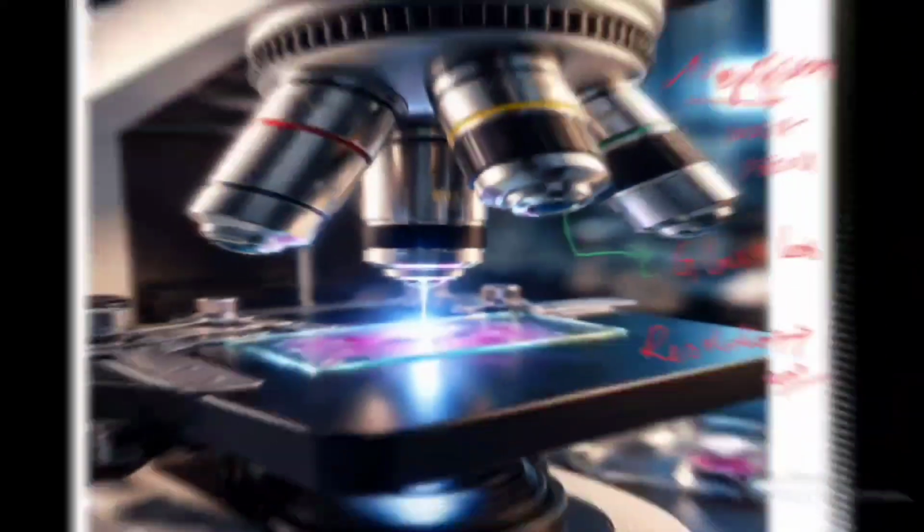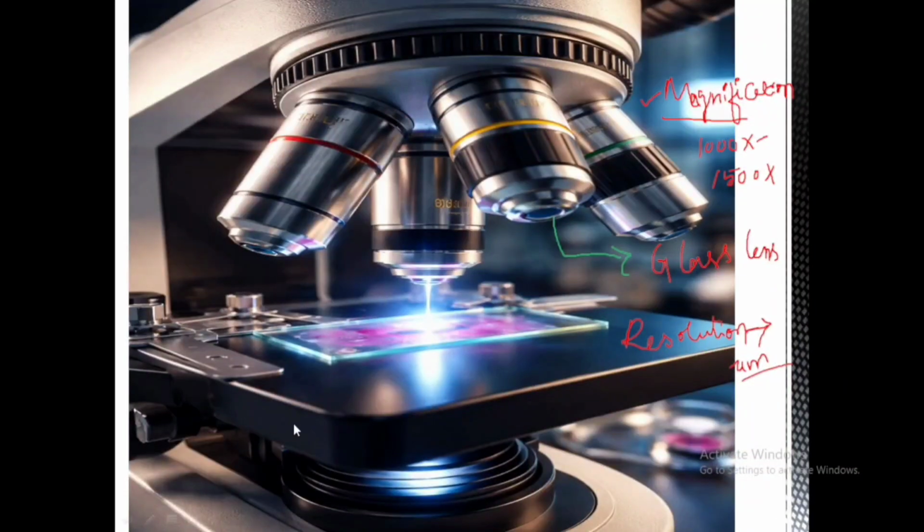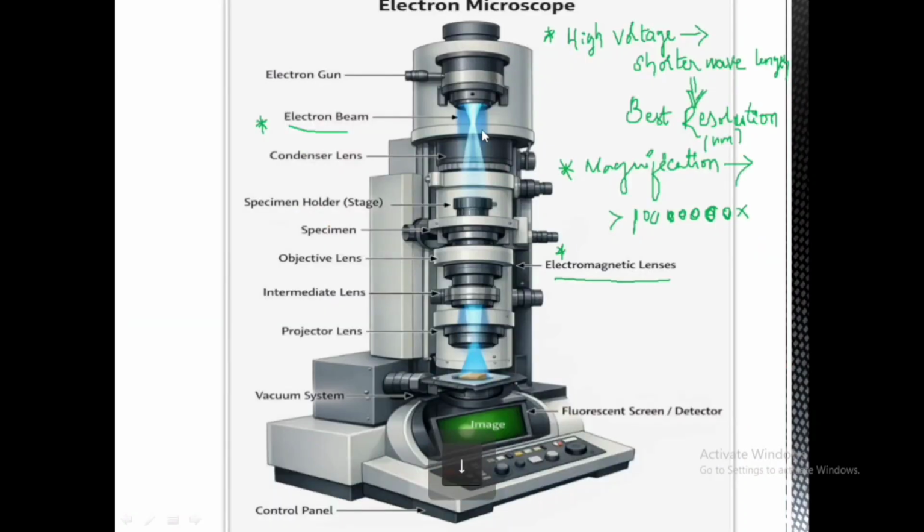The next difference: in the light microscope, the specimen is mounted over a glass slide. Whereas in the electron microscope, the specimen is mounted over a metal grid. Mostly we use copper metals. We have to make an ultra thin specimen. If we want to see images through the electron microscope, the ultra thin structure of the specimen has to be made with the help of a microtome.